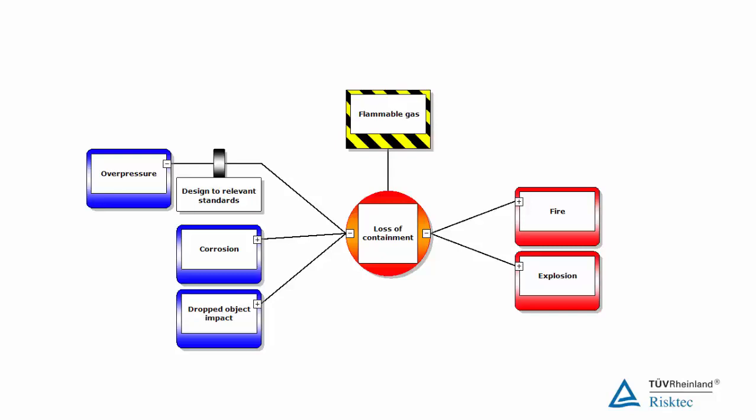The next step is to ask for each of the causes on the left in turn, how might we prevent this cause from resulting in the top event? For example, how might we prevent overpressure from causing release of the flammable gas? One preventive measure would be to design our vessel or pipeline to an appropriate standard, using the right materials of construction and wall thickness for the operating pressures we expect to see, plus a safety margin.